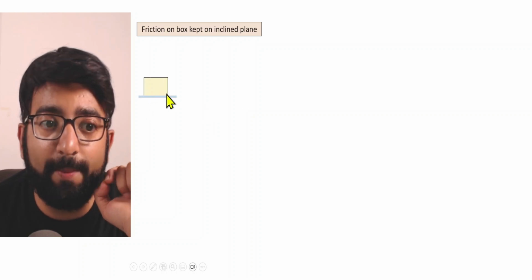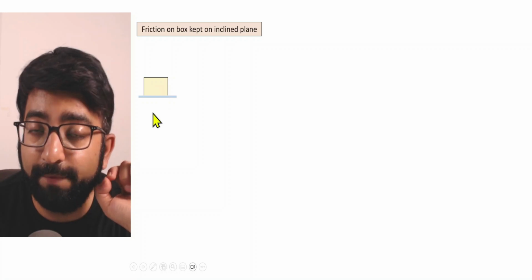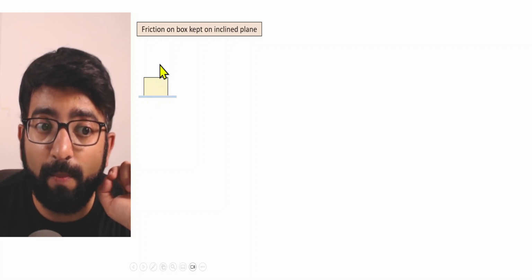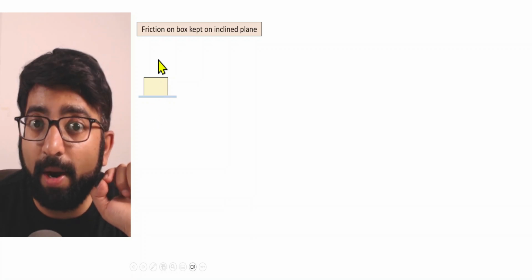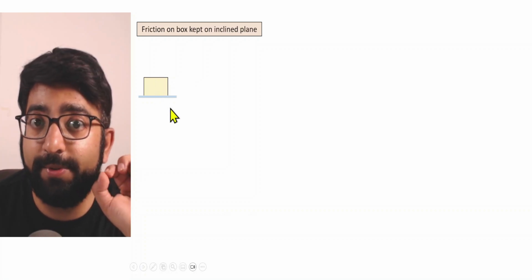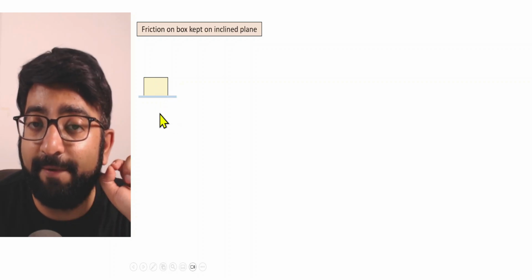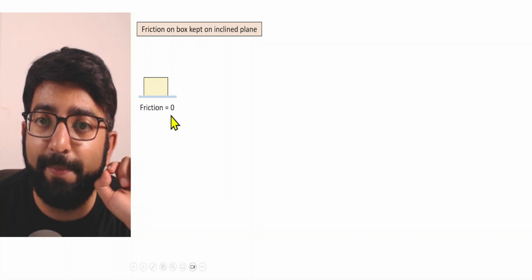Consider a box which is kept on a flat surface. So the forces acting on this object will be the weight of this object acting downwards and the normal reaction which is going upwards. Apart from these two forces, let's say there is no external force acting on this object, which means the block is at rest. Now, since the block is at rest, the friction acting on this block will be zero.